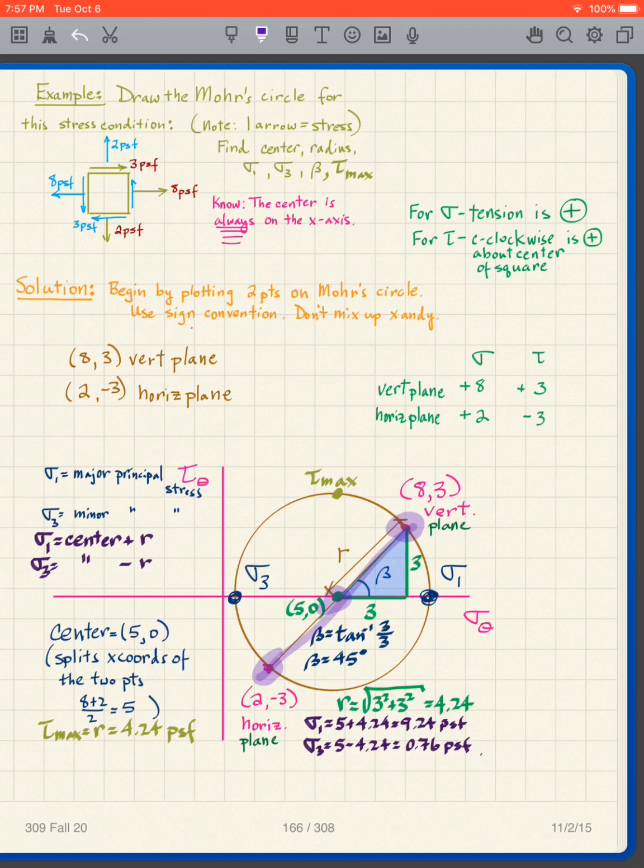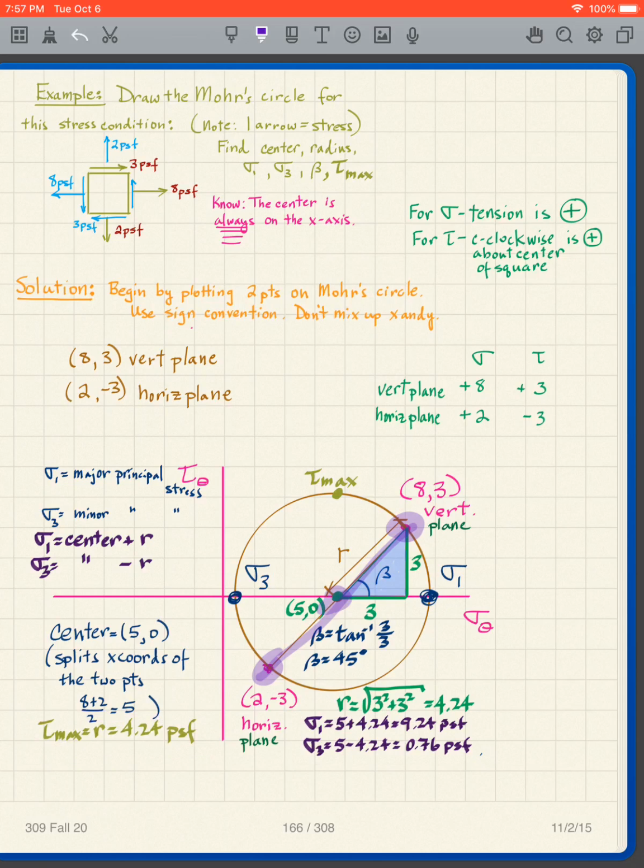And so I just take the center, which is 5, plus the radius. I get 9.24 for my sigma 1. And my sigma 3 is 5 minus 4.24, 0.76. And I'm also interested in this point, tau max. Tau max is simply the radius. So tau max is the radius. It's always this way. So it's this straightforward.